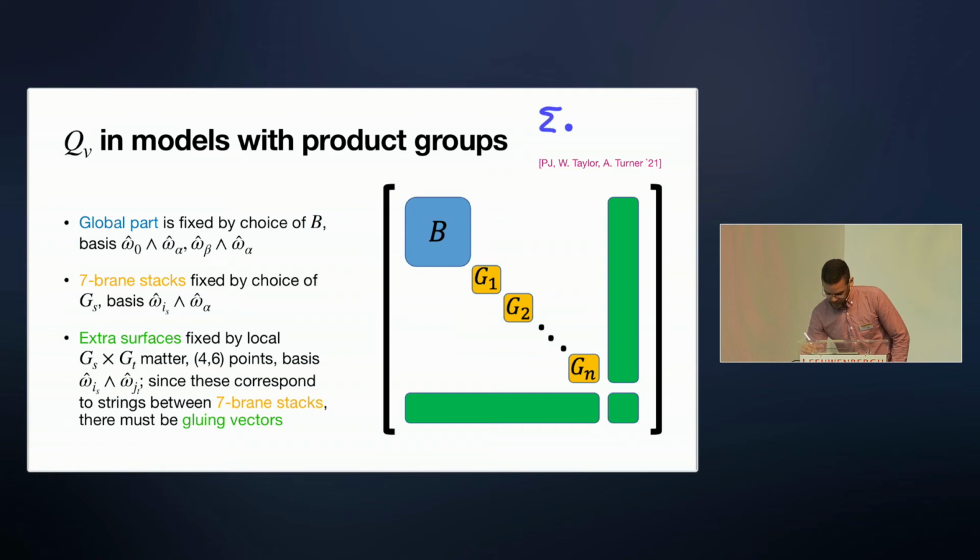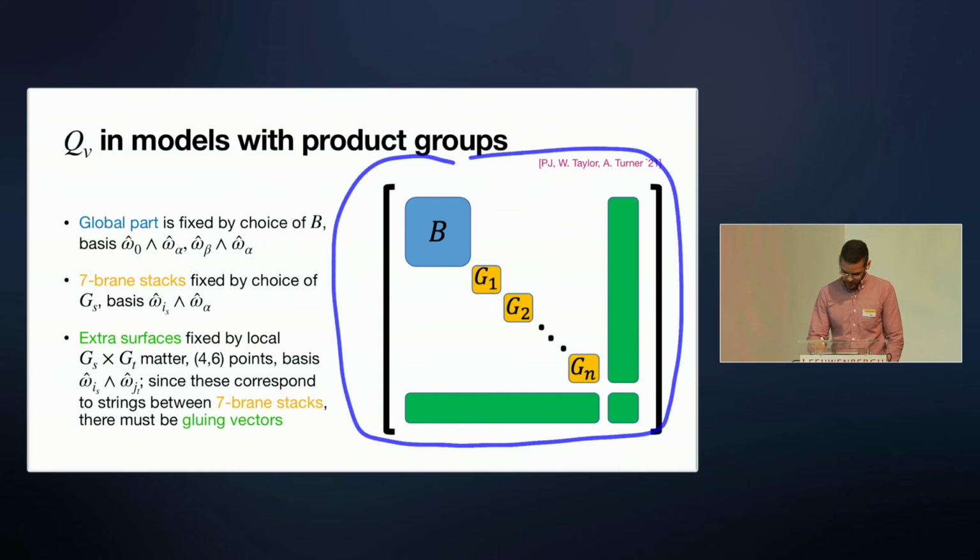So if you have a pair of divisors, sigma s and sigma t, that intersect one another inside of the base, as was the case, for example, when I talked about the matter surfaces, then there's some contribution that is relevant for computing the chiral index, and that sits here. And because it involves these combinations of 7-brane stacks, these junctions of them, there's going to be some gluing vectors that couple G1 to G2 or G2 to G3 and so on. So this is the canonical form right here.